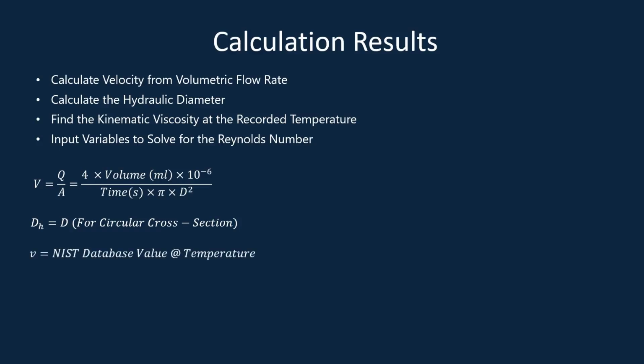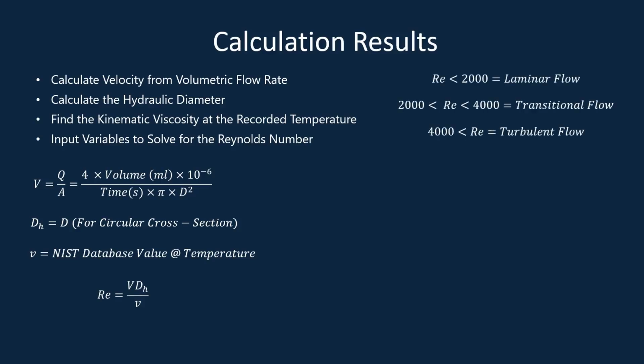Then we determine the kinematic viscosity of the fluid. Now, this factor depends on the temperature of the fluid, which we recorded before each of our tests. From there, we were able to go into the NIST databases and find what the kinematic viscosity of the fluid is at that temperature. Then finally, we're ready to plug this all in to the Reynolds number formula, which is Reynolds number equals velocity times the hydraulic diameter divided by kinematic viscosity. This dimensionless number helps us classify the flow regime.